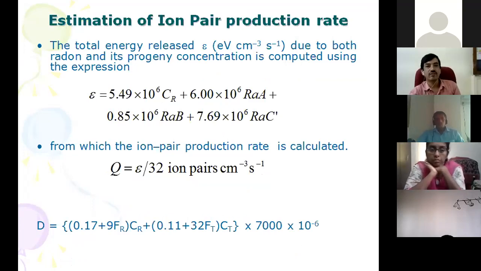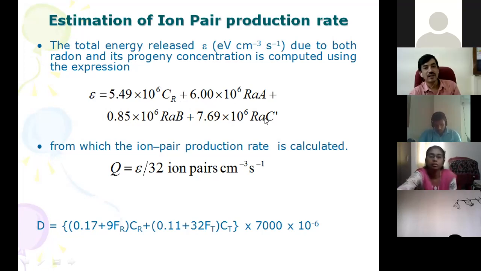For the interest of atmospheric physicists, the ion pair production rate can also be calculated by knowing the concentrations of radon and its progeny. This is the formula. Total energy due to radon and its progeny is given by 5.49 MeV into concentration of radon, 6 MeV into concentration of radium A, 0.85 MeV into concentration of radium B, 7.69 MeV into concentration of radium C prime.